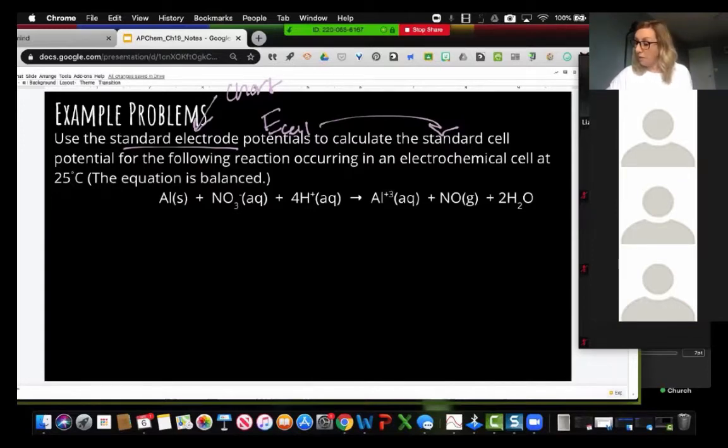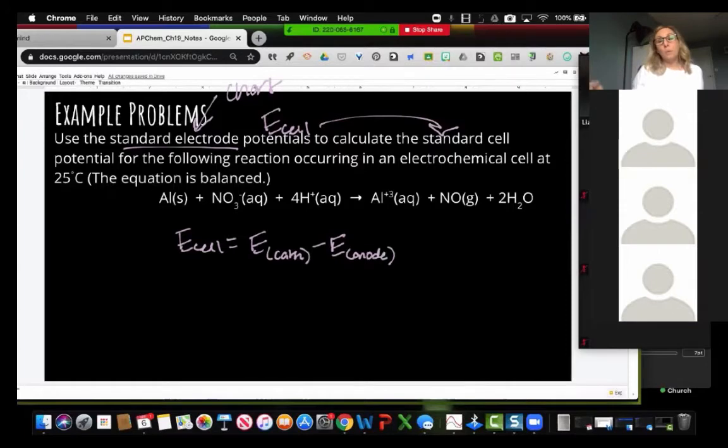Because if you remember on that previous page, to calculate E cell, you're going to take E for the cathode minus E for the anode. So if you remember from Friday, the only way to be able to tell what the cathode is and the anode is to figure out which is reduced, which is oxidized. So remember we talked about An Ox, Red Cat. So before we can do any of these calculations, we have to look at this and figure out what's going on. So this is going to be my easiest one.